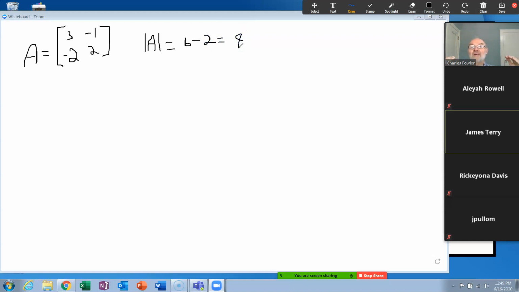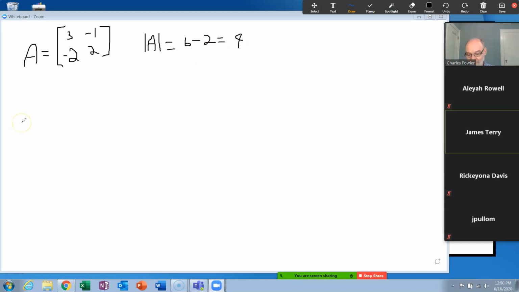What that tells you: the determinant of A equals 4. A inverse equals 1 over 4. Okay, stop right there. What that tells you, if this determinant is not 0, it has an inverse. Guaranteed it has an inverse. If that had been 0, stop the train. No inverse at all. Okay, it has an inverse.